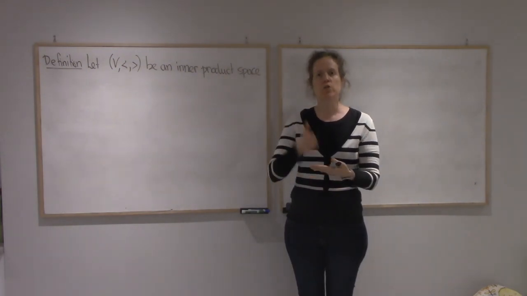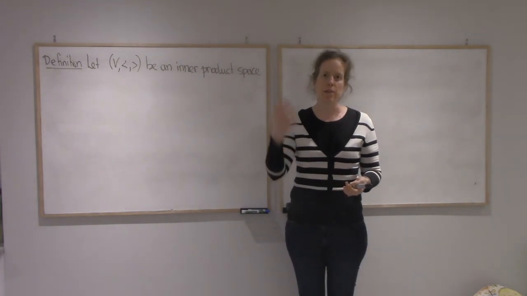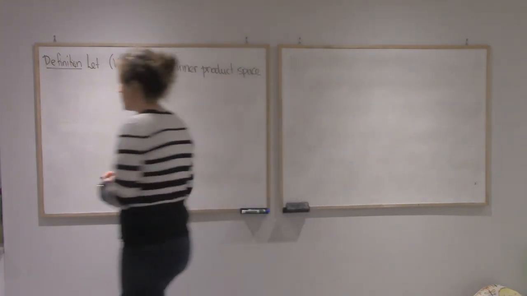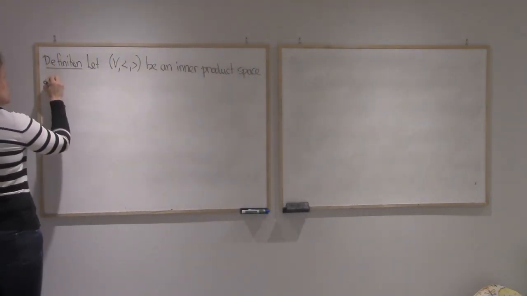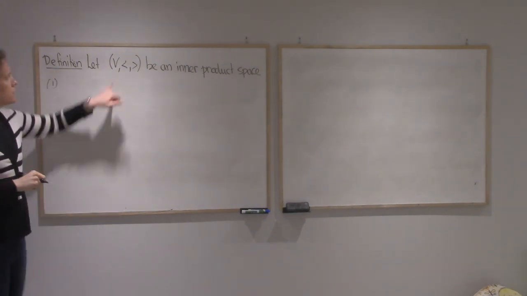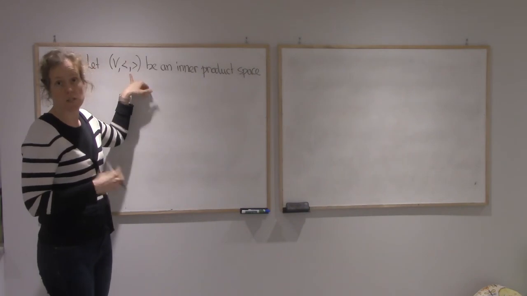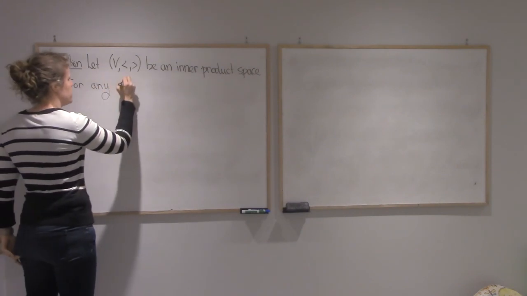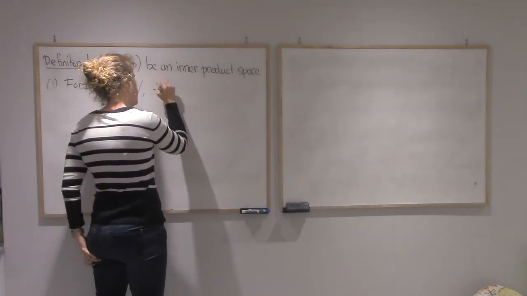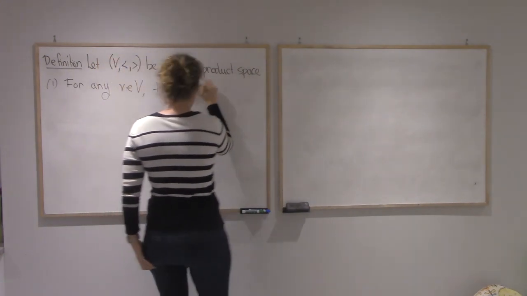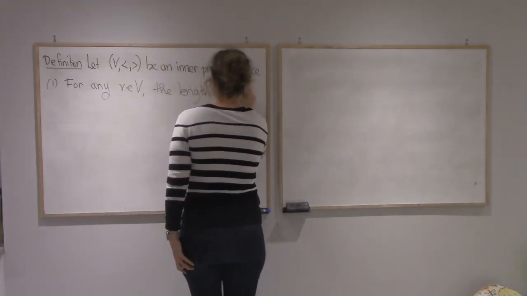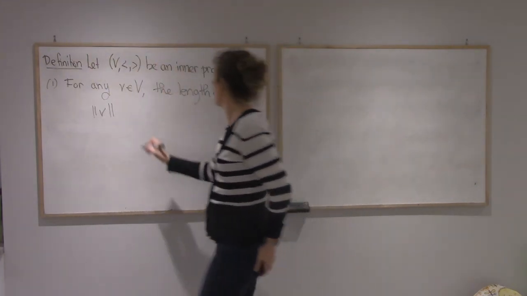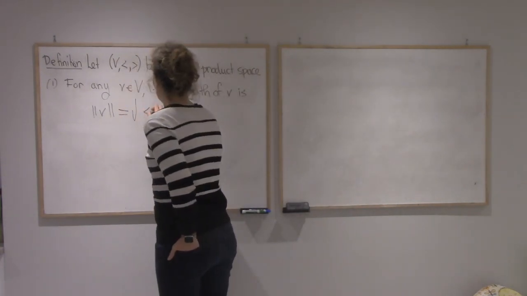Alright, in this video, we'll start with an inner product space, and we'll see that using that inner product, we'll be able to define lengths and distances and a bunch of what we wanted. So first, if I have an inner product space, so that means V is a vector space, and this is an inner product. So first, for any v in V, the norm, the length, I'm going to take the length of v to be the square root of ⟨v, v⟩.